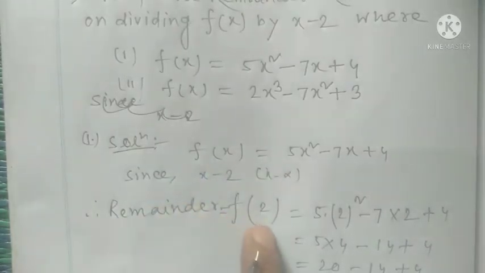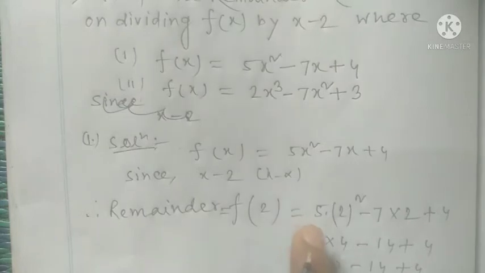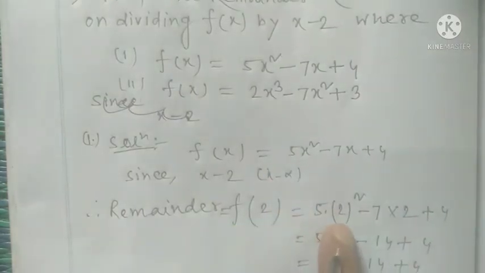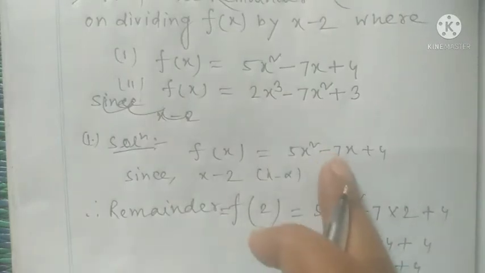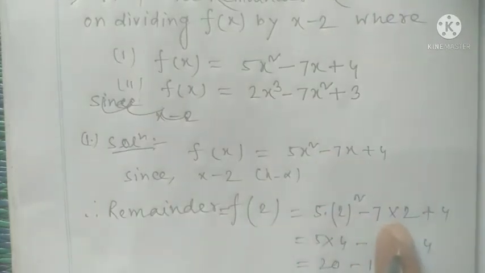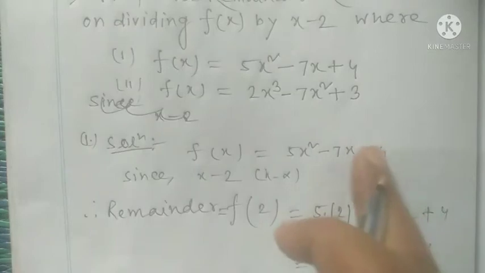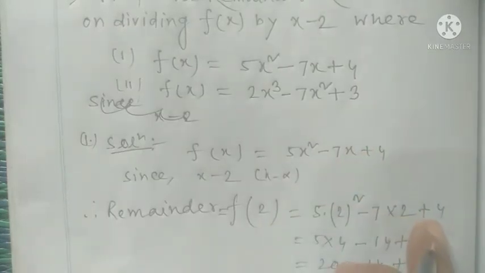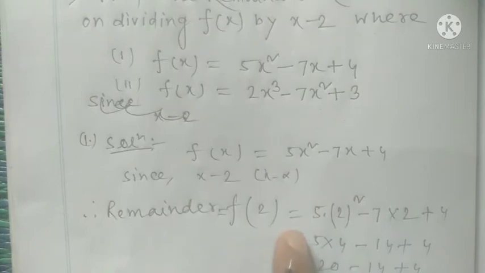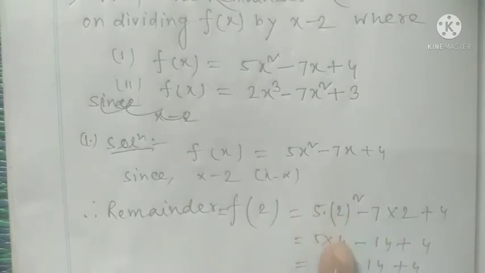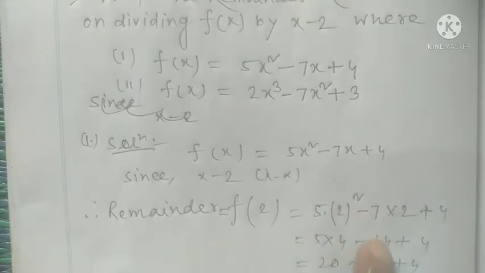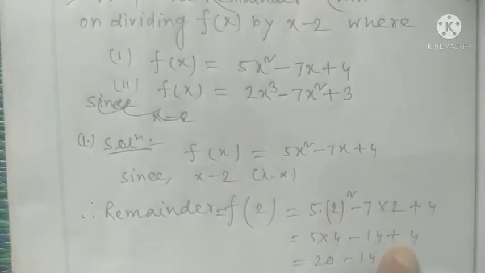That means f of 2 is equal to 5 into, there is x square, so you have to write 2 square, minus 7 into x, that means you have to write 7 into 2, and there is 4 only, there is no x, so you have to write only plus 4. After that if you calculate, 2 square is 4, 5 into 4, 7 into 2 is 14, and 4 is there.